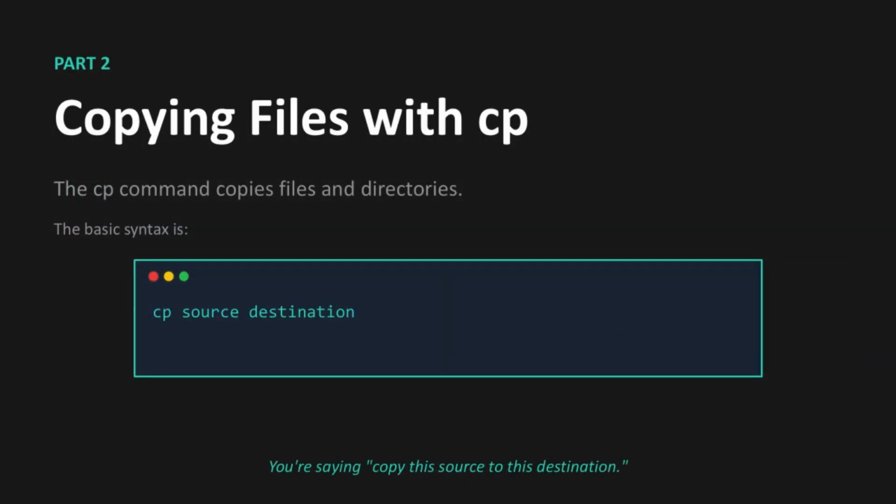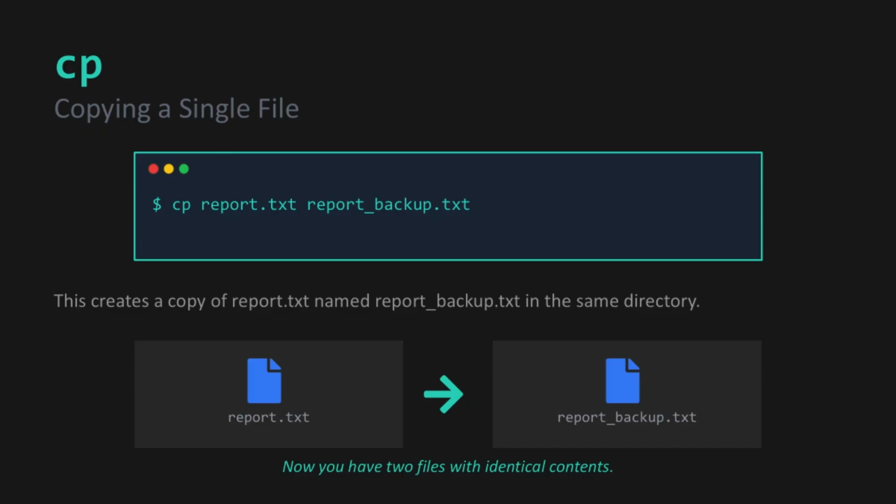So the cp command copies files and directories, and the basic syntax is just cp, and then you put your source in there, where it's coming from, and then you put where it's going to. So you're just saying copy from here to there, and it just requires that space in between. Very, very simple.